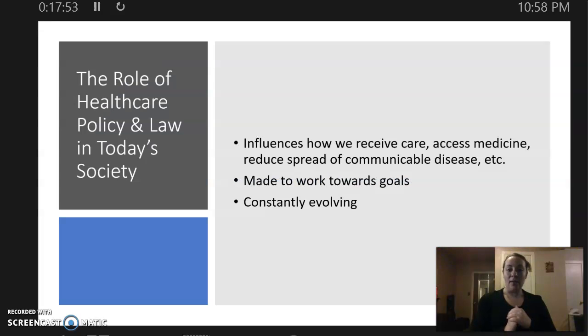The role of healthcare policy and law in today's society can be very important. Some of these policies influence the way we receive care, access medicine, and reduce the spread of communicable diseases. An example of these policies today are the Affordable Care Act and, of course, state law regarding immunizations. These laws are made in order to work towards specific goals. The state laws regarding immunizations are made with the goal to reduce the spread or completely eliminate communicable diseases.